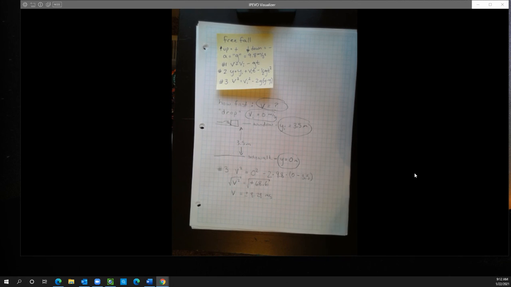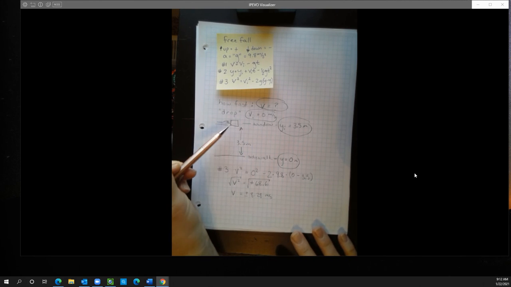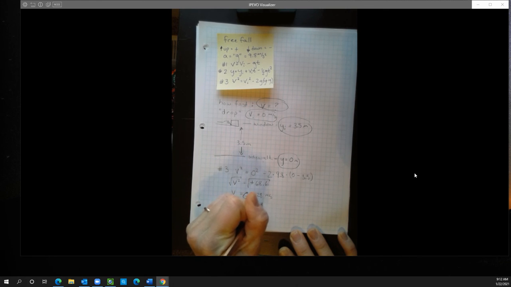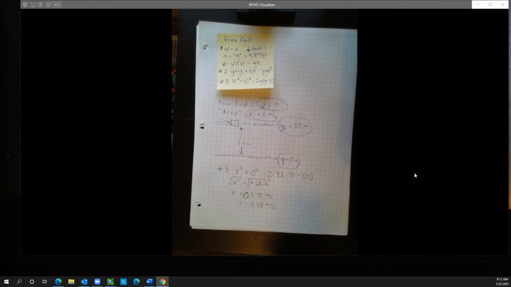And that plus or minus has a physical meaning, right? Up is positive, down is negative. We know that a brick that's been dropping 3.5 meters is going in the downward direction. So we select the negative answer to this square root because we know the direction is downward. So there are 2 examples of using the equation model for free fall motion to solve problems.